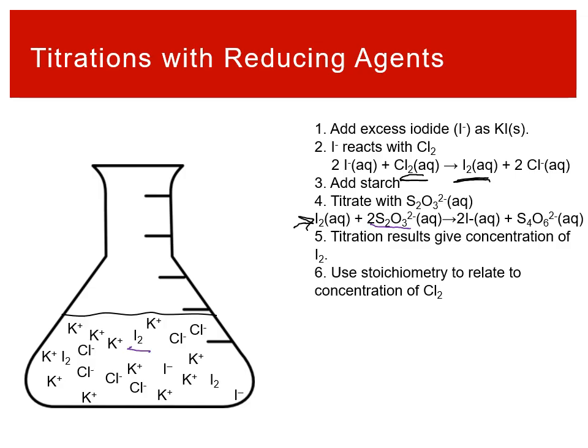So it's a little more complicated than the direct titrations that we've done. It's an indirect titration. You don't directly titrate the chlorine. You instead turn the chlorine into iodine, the I2 molecules, and then you titrate the I2 molecules. This is very common, especially with reducing agents. Doing these with iodine is a really common technique.